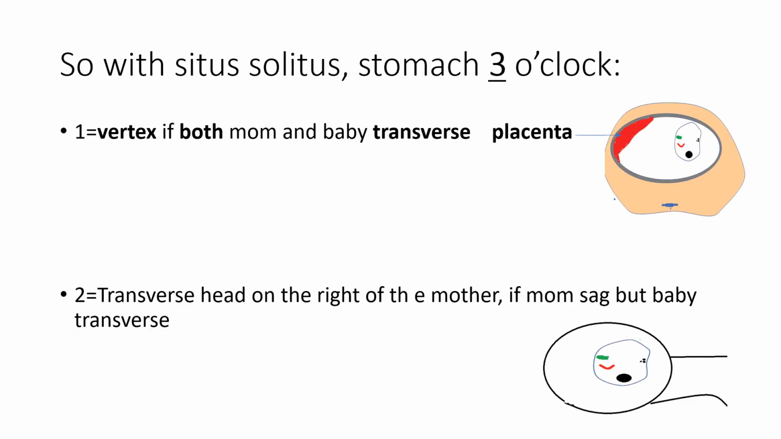So with situs solitus, stomach 3 o'clock, like these two images, stomach 3 o'clock here and stomach 3 o'clock here, spine, spine. But the difference between these two images: this is in transverse, both in transverse. This is in sagittal. Mom is in sagittal, but the baby is in transverse. Here transverse, here transverse, but it is perpendicular to the axis of mom. So the baby is in transverse. Head is at right or left. If the stomach is at 3 o'clock, it is on the right side.